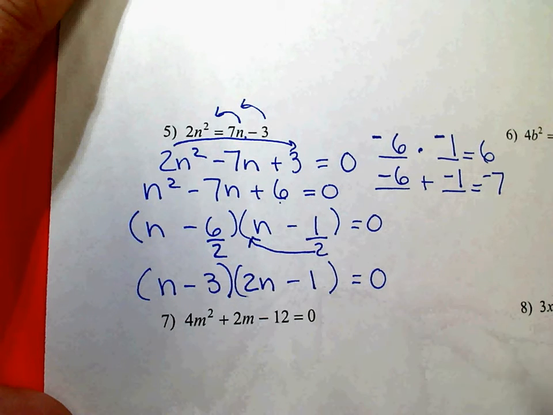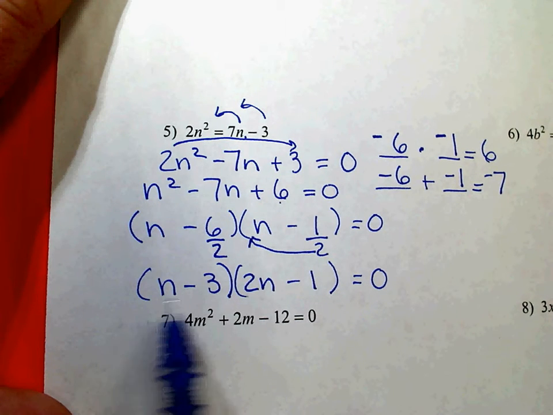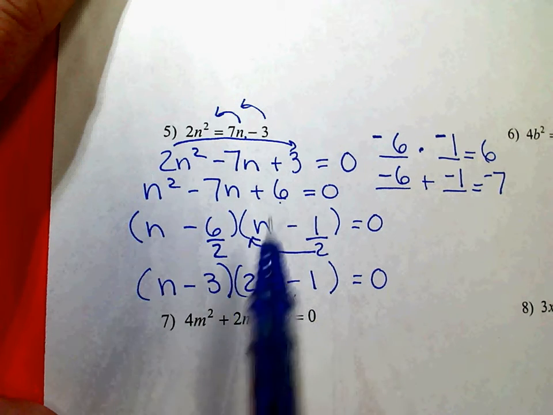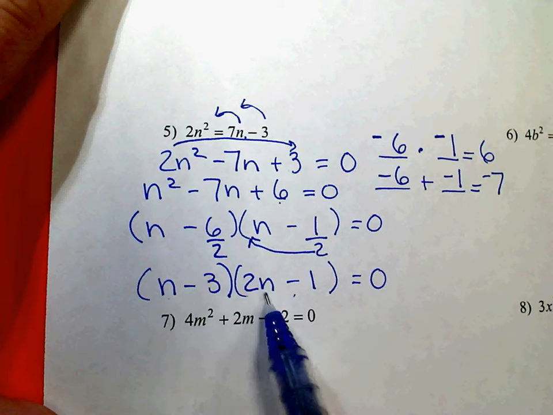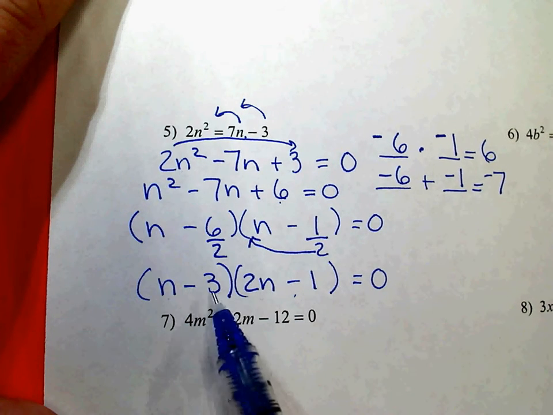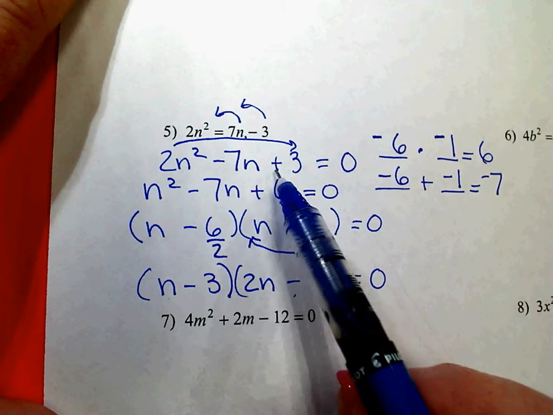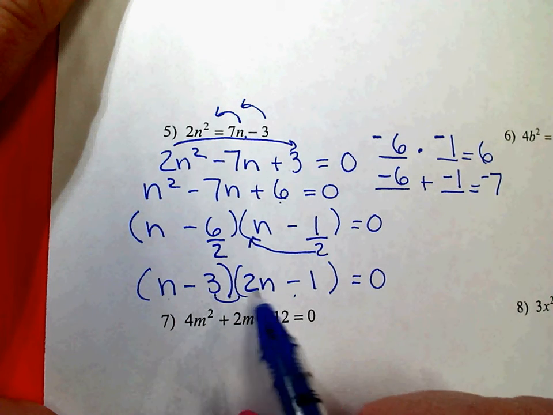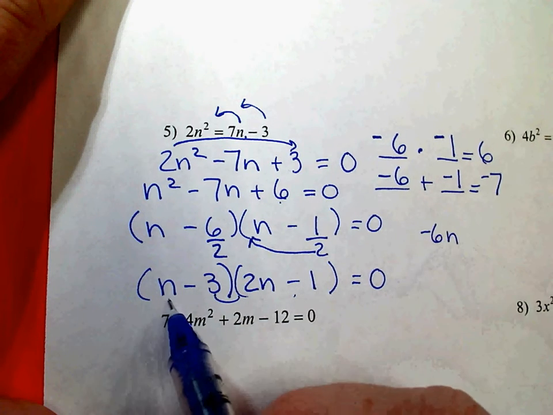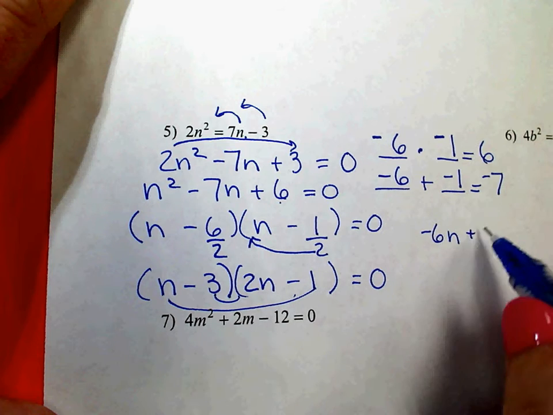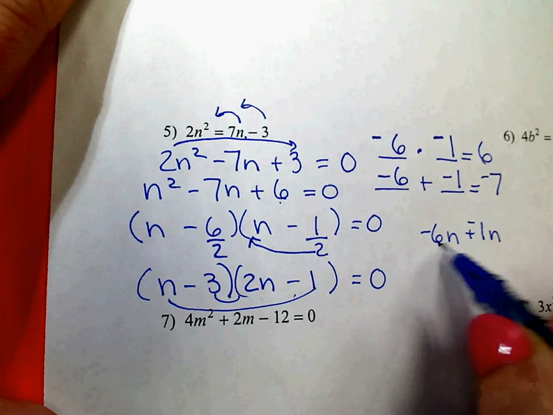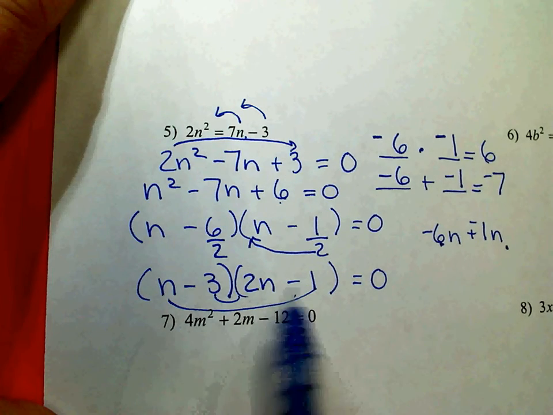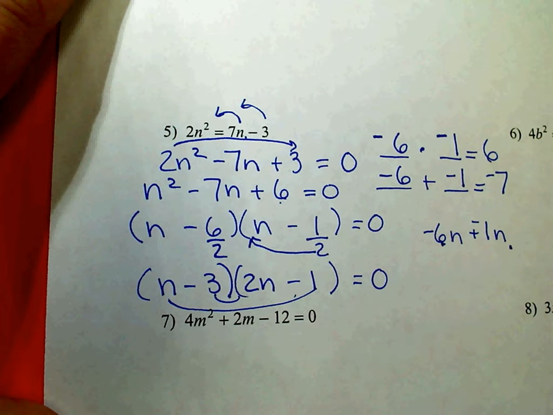Now I'm going to make sure that this is factored correctly to give me what we had to start with before we move the 2 to the end. N times 2n gives me the 2n squared. Negative 3 times negative 1 gives me the positive 3. The negative 7 comes from the combination of negative 3 times 2n and n times negative 1. Negative 6n plus negative 1n does add up to negative 7n, so I know that this one is factored correctly, and I'm ready to find my answers.